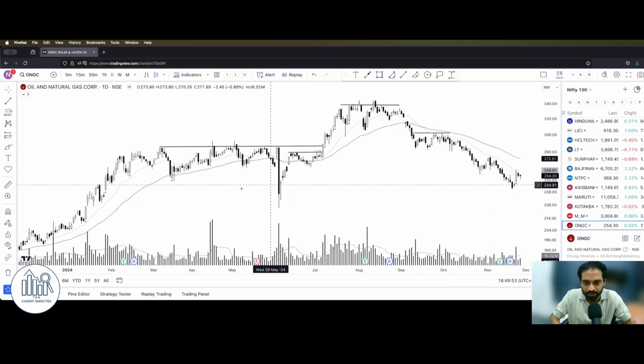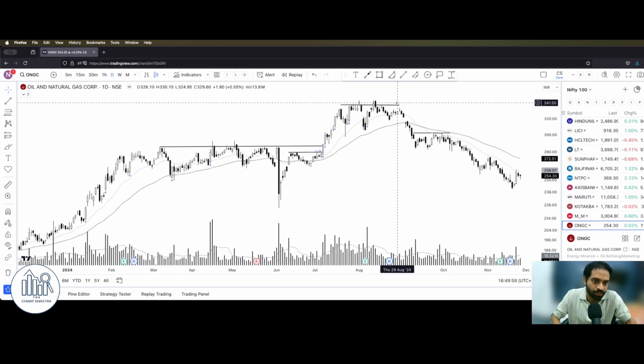Now let's look at ONGC. It had a very good rally, but again, at the beginning of this correction, most of the profit has been taken, and again it is forming lower lows each day. There was an attempt to break this fall, but again today's and yesterday's price action is looking weaker.